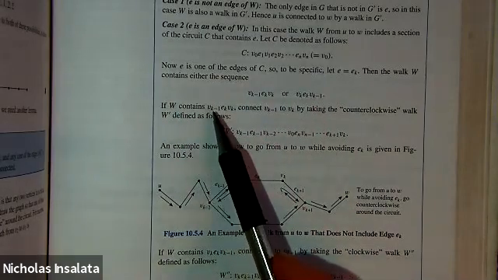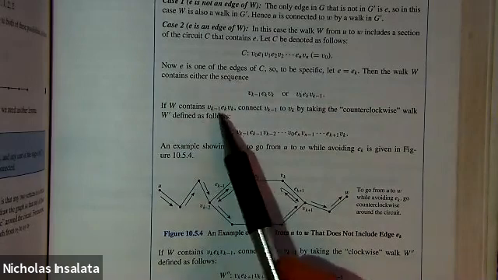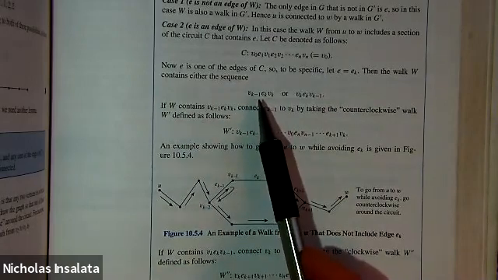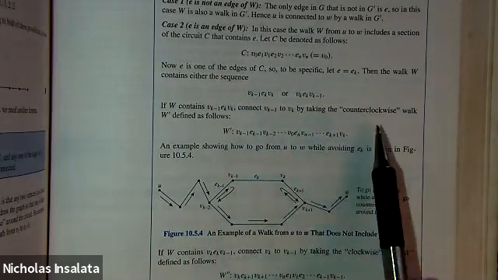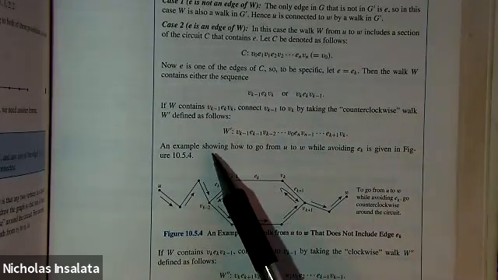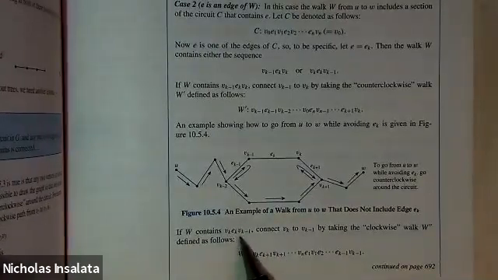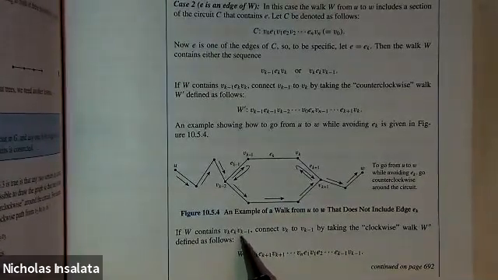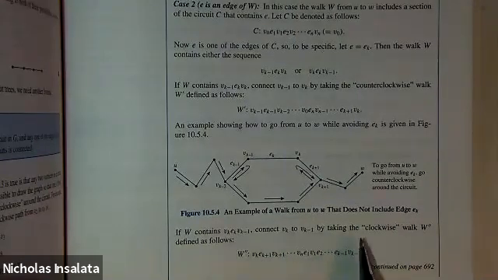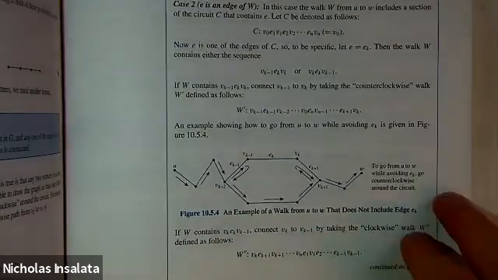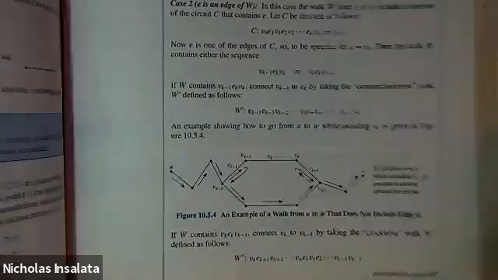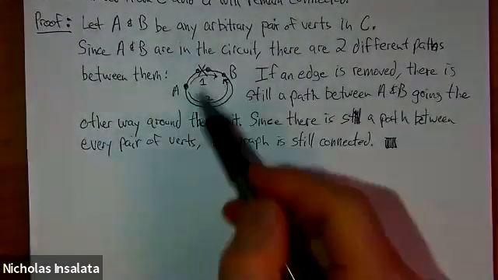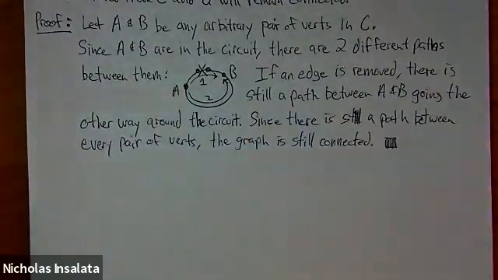So if W is this kind of a situation and it's going clockwise, well, then we'll just take the counterclockwise walk, right? Or in the other situation, if W contains the counterclockwise direction with the edge in it, then we'll take the clockwise walk, the other one, right? Which is a really long-winded way of just saying, go the other way around the circuit, right?